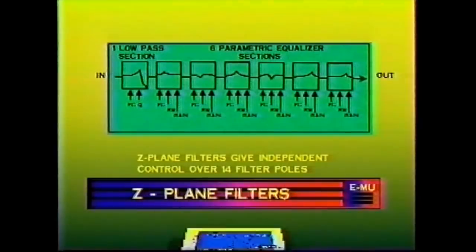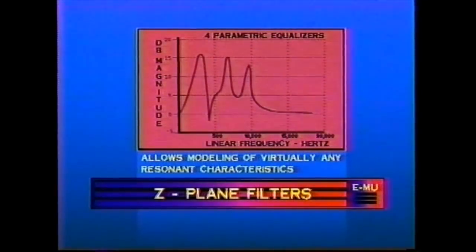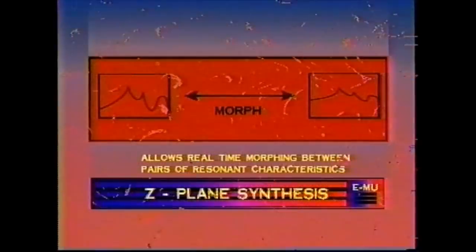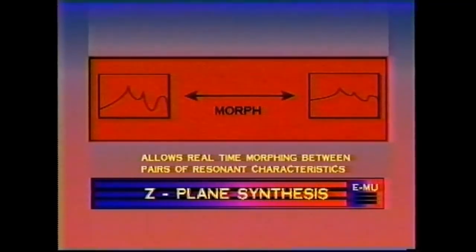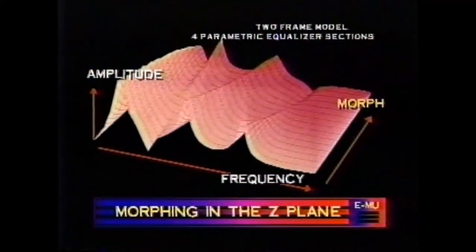Morpheus' Z-plane filters, on the other hand, consist of 14 filter poles configured as six parametric EQ sections and a low-pass filter section. What this means is it essentially gives you independent control over seven filters simultaneously. As a result, Z-plane filters are powerful enough to model virtually any resonant characteristics, whether of acoustic instrument bodies or of resonances that don't exist in nature. If this were all Z-plane filters did, they would still be the most powerful filters available on any electronic musical instrument. However, Morpheus's real power comes from its ability to interpolate or morph in real time between any two arbitrary resonant characteristics. The result is the ability to smoothly change or morph between any resonant characteristics in three dimensions.